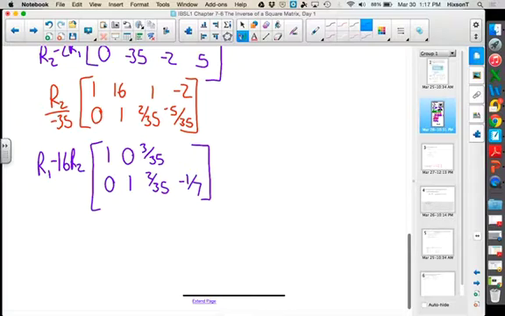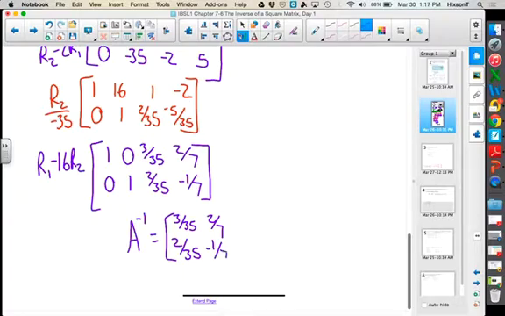So yeah, that makes it a lot easier. So that'd be 16/7 minus 2, which is 14/7, so that's 2/7. There we go. Okay. So your inverse would equal 3/35, 2/7, 2/35, and negative 1/7. Okay?